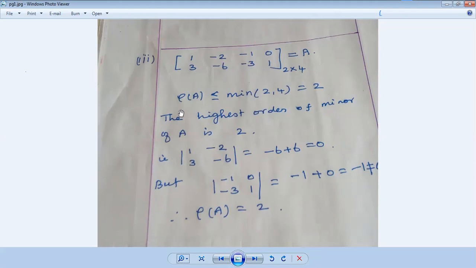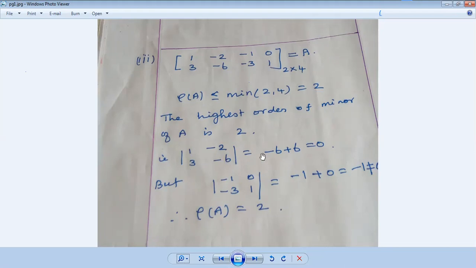Now we can take either first 2 columns or next 2 columns, second column and third column, or you can take first column and third column and last column, or any other columns. So you can take a 2 by 2 matrix, that is the highest order of the minor, 2. So when you take 1 comma minus 2, 1 comma minus 2 and 3 comma minus 6, first 2 columns.